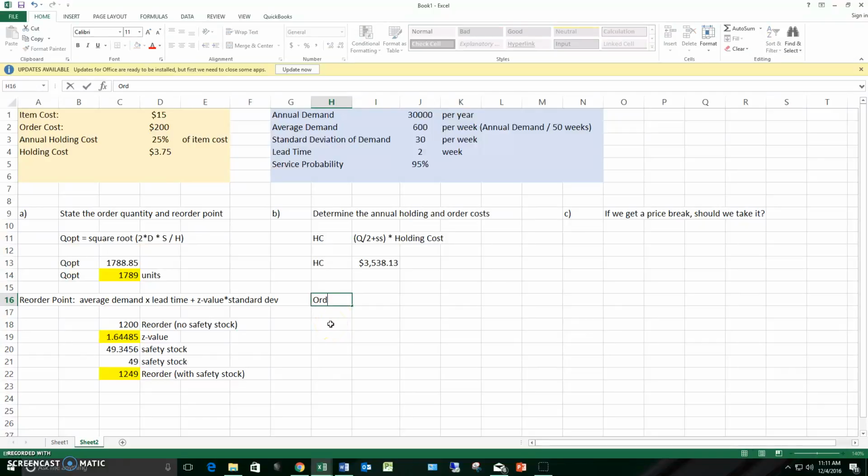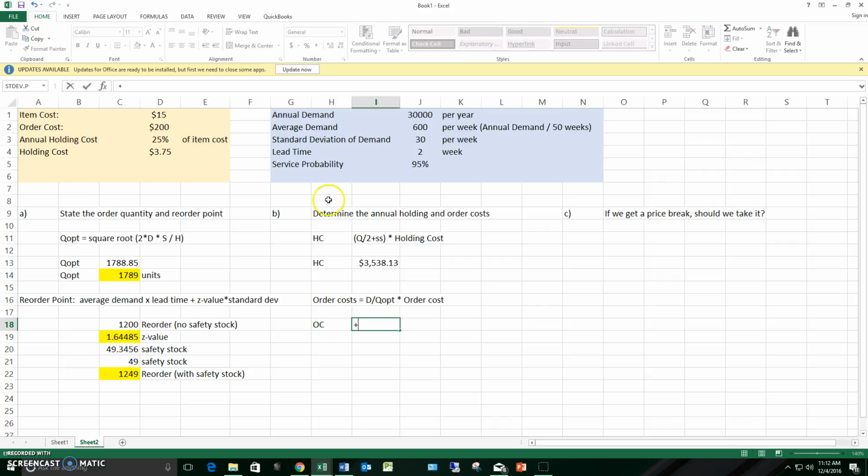We also have order cost, and that's going to be equal to our annual demand, D, divided by our Q optimum. So basically it's how many we need per year divided by how many we're going to order each time. That tells us how many orders we're going to place. And you multiply that by your order cost.